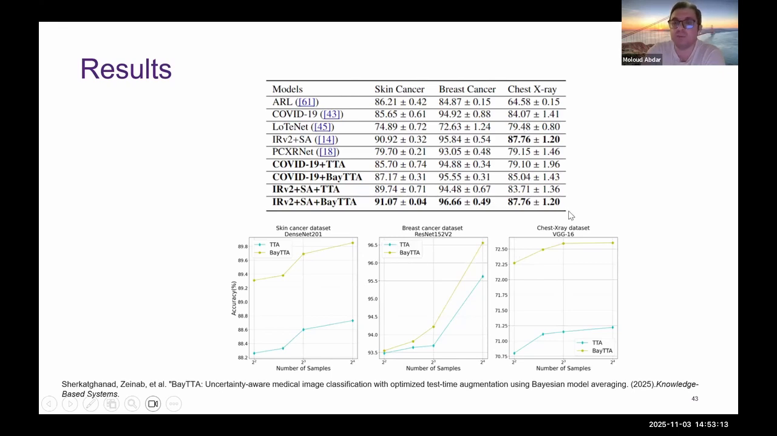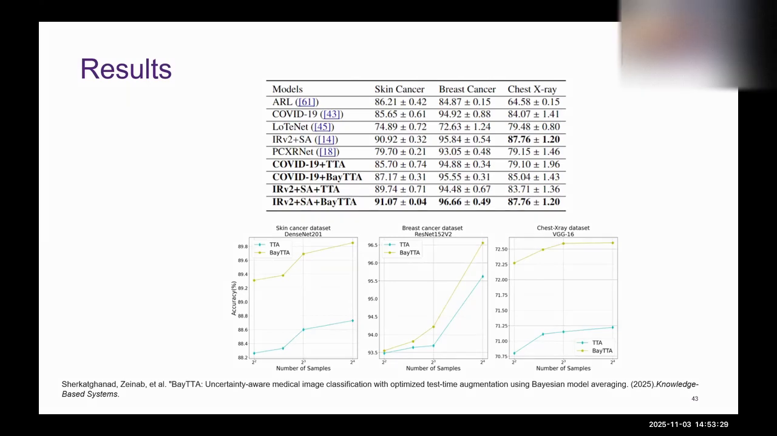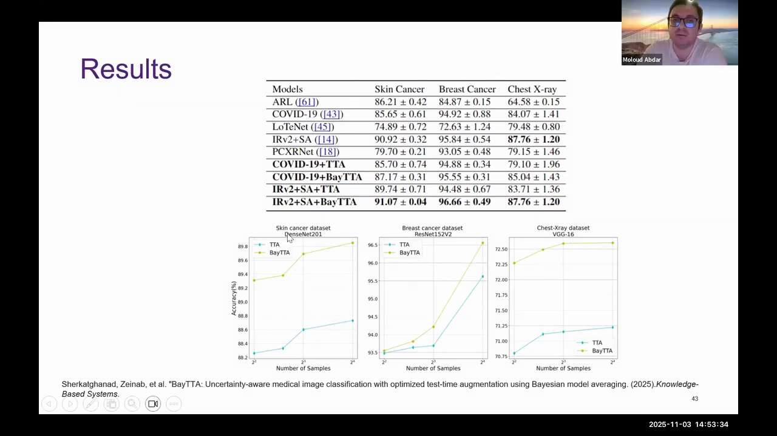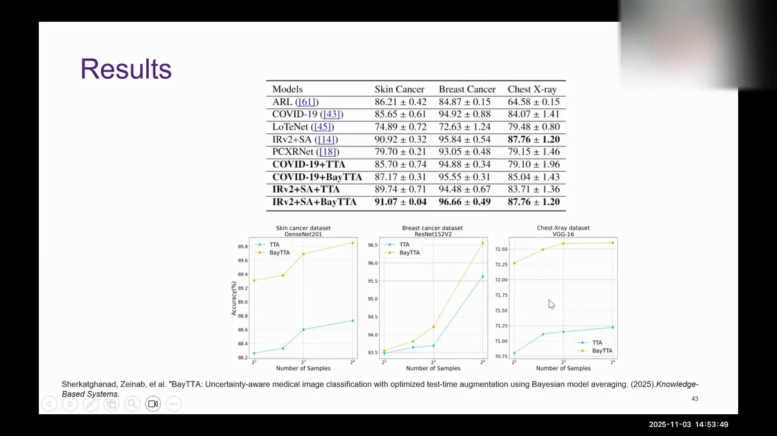So if you remember, I told you that we will show that there is no connection between them in some cases; we still deal with uncertainty, but can still work better. Exactly. So you see that, for example, we use different backbones like DenseNet, ResNet, and VGG. We can definitely improve the accuracy, significantly compared to normal TTA. Bayesian TTA works way better.